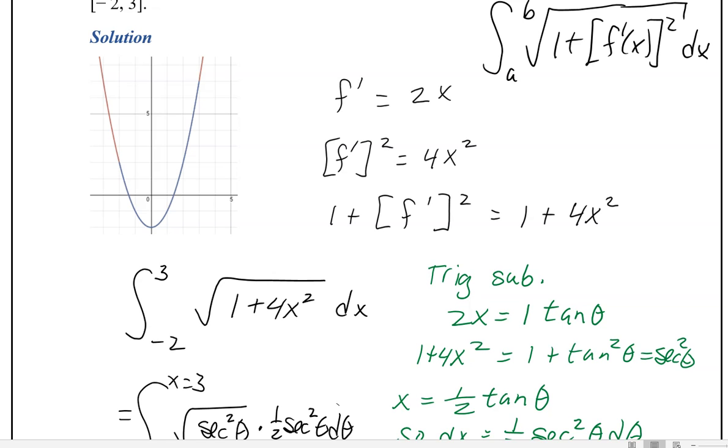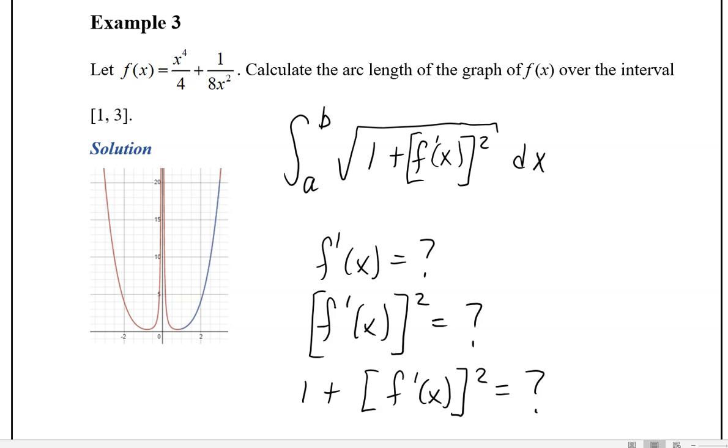Let's take a look at another example. This is a really interesting curve, the function x to the fourth divided by 4 plus 1 over 8x squared. It gives this weird sort of U behavior that you see here, but of course it's not defined when x equals 0 because of the second term. We want to find the arc length over the interval from 1 to 3. That's the blue section that you see here on the curve.